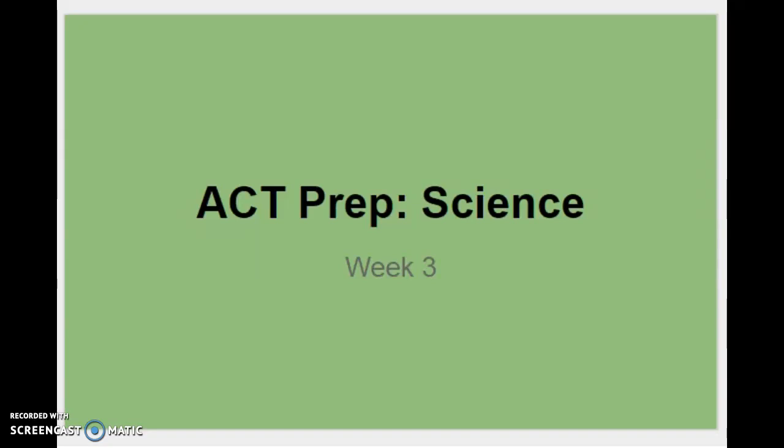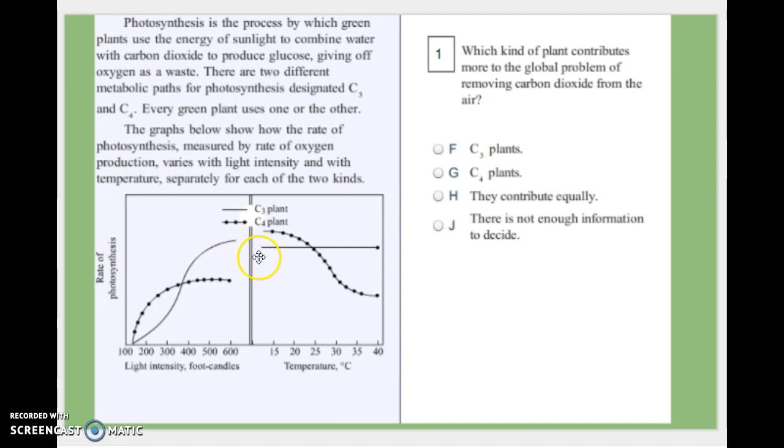Okay, let's take a look at week 3 ACT Prep science questions. So this first one should look very familiar because we've seen it before. It's all the same information. It's the photosynthesis one that's talking about C3 and C4 plants and the rate at which they basically convert carbon dioxide into sugar and oxygen in different lights or temperatures.